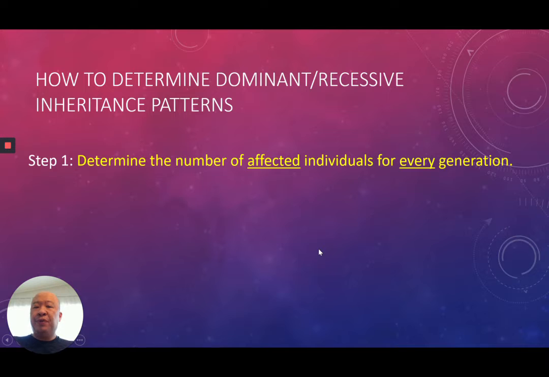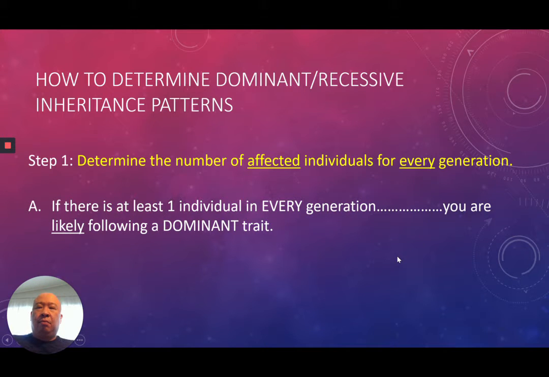Okay. The first thing you want to do is look at a pedigree and determine the number of individuals that are affected in every generation. Okay. Meaning, how many of the individuals carry the gene that you're trying to track down. Okay. How many of them are shaded in. So we look at it for every row, which represents every generation. So here is a possibility, okay? It's possible that if there's at least one individual in every generation, okay, then you are likely following a dominant trait.